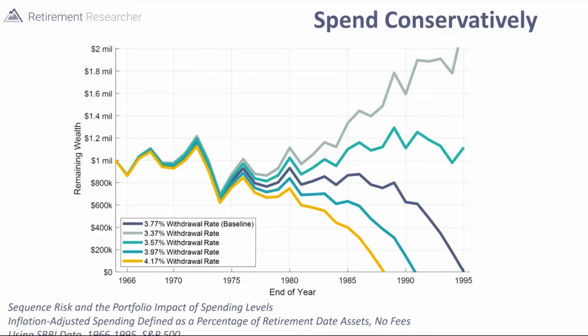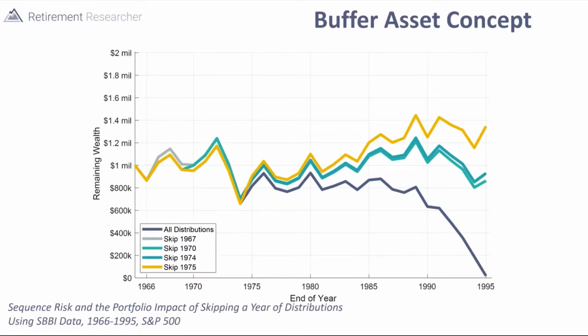And then if you further increase the withdrawal rate to 4.17%, you'd be running out of money in around 1988. So small changes in withdrawal rates can have a big impact. And then as well, the same concept could be applied to this buffer asset. Now here we're not showing the buffer asset, but we're just looking at, if I could skip a portfolio distribution, the impact that has on the sustainability of the portfolio.